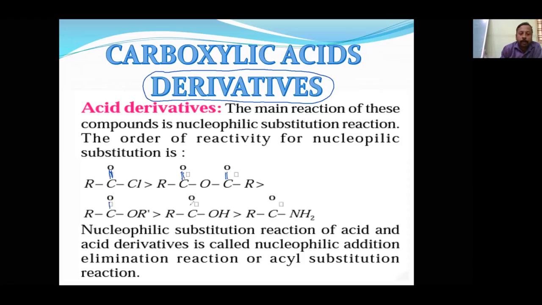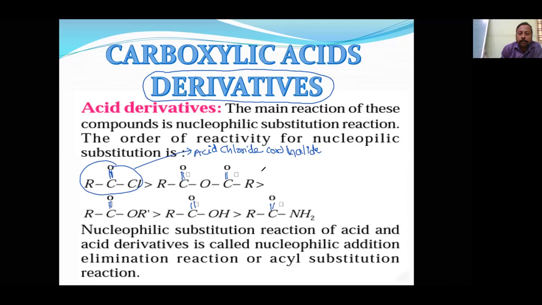Now I am writing, already this we have discussed in the introduction. There are a total of four derivatives. This is the first derivative, called acid chloride. And it is not necessary that only chlorine will be there. It can be any halogen, and then they are called acid halide. In place of the chlorine, we can write halide. If it is bromine, bromide, and fluorine, fluoride.